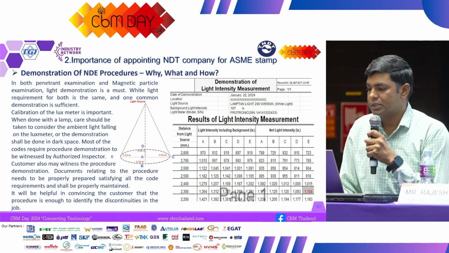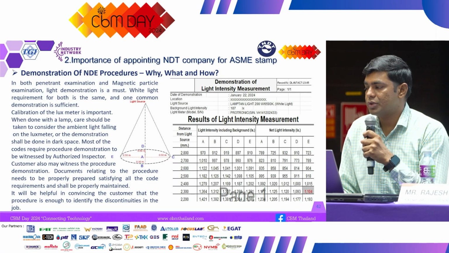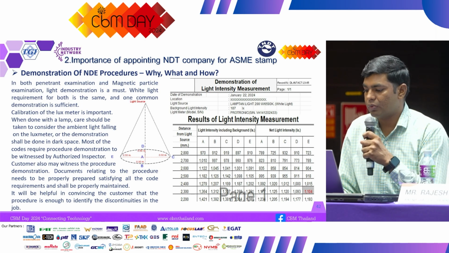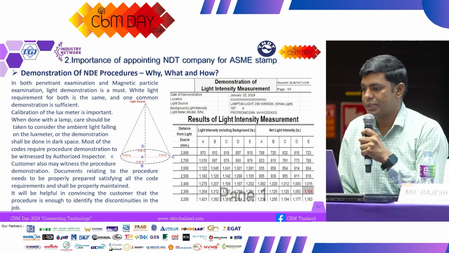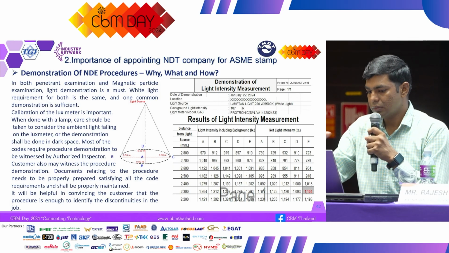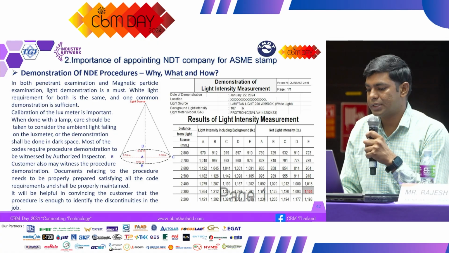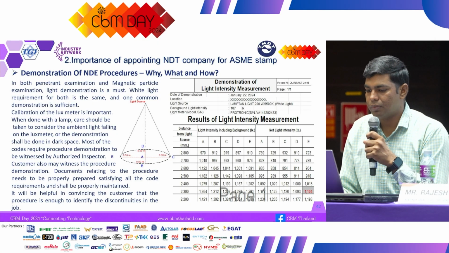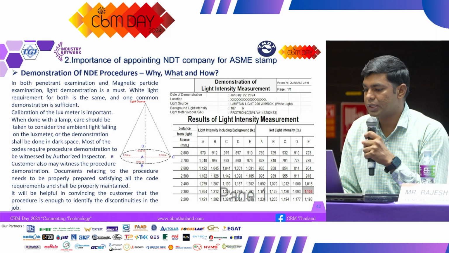Demonstration about lighting: for PT and MT, the lighting demonstration is also important. So what minimum light intensity do we use? As per the code standard requirement, 1076 lux minimum. We can check according to the height and the actual object, and how much distance they maintain for lighting. So we can also follow the basic minimum lighting demonstration, and we have certified this with AI.